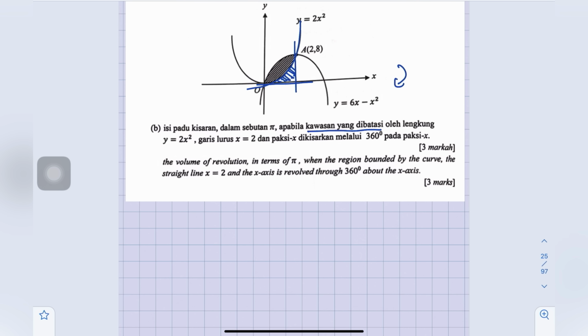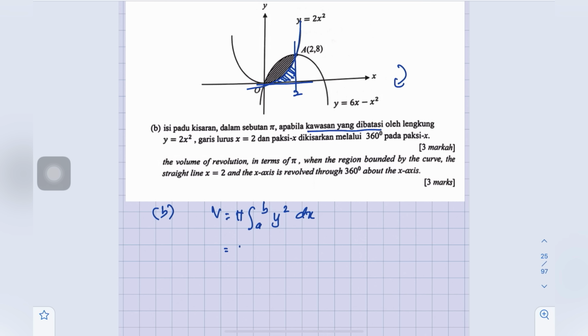Since it is about the x-axis, we have to use the formula volume equals pi integral from a to b of y squared dx, because the limits are values of x. So what are the limits? The limits are 0 and this one is 2.